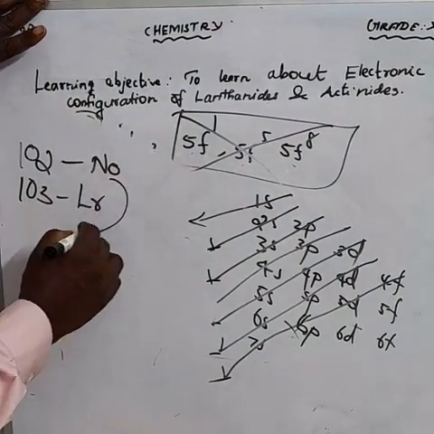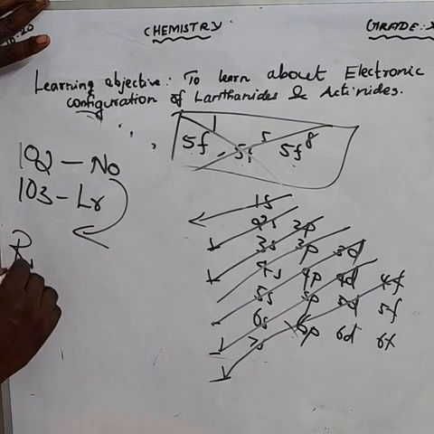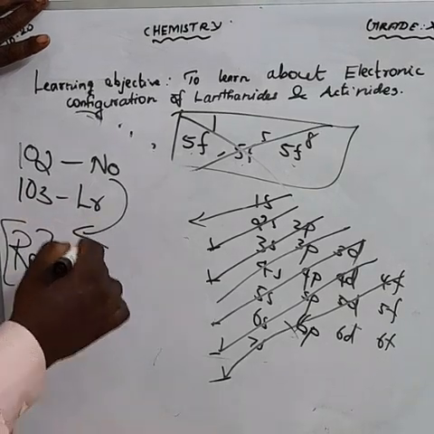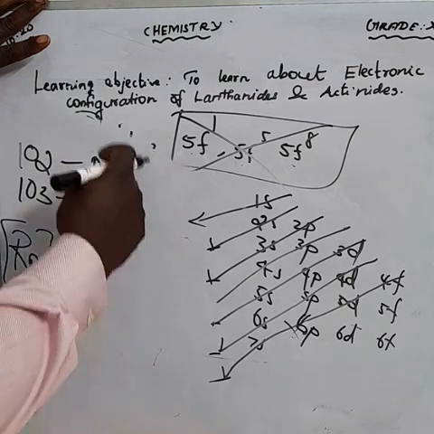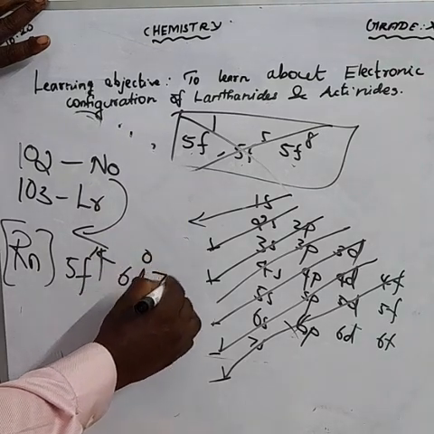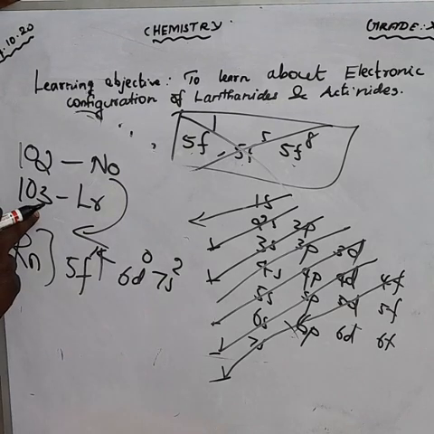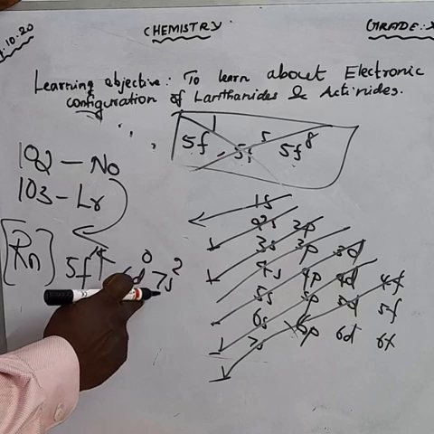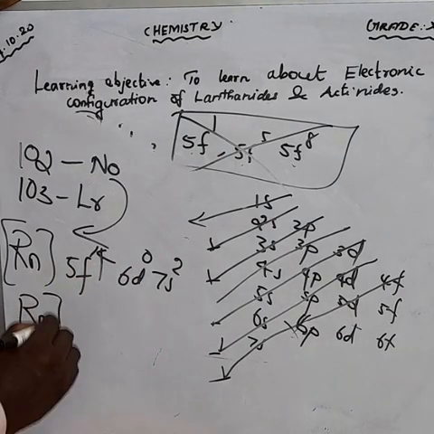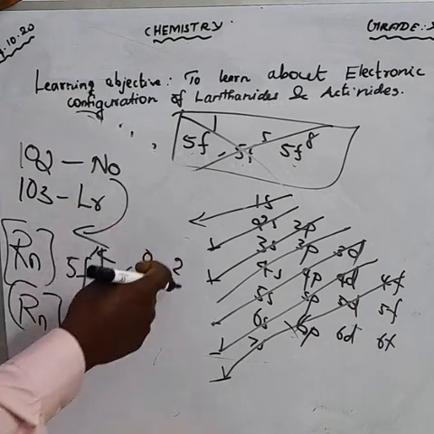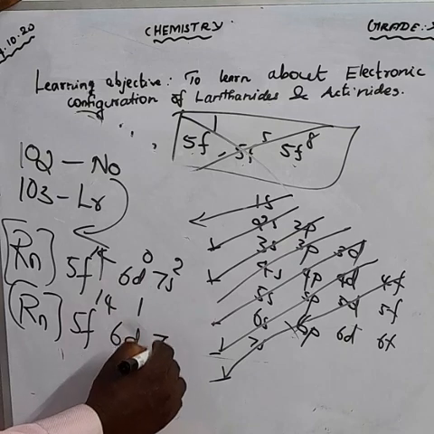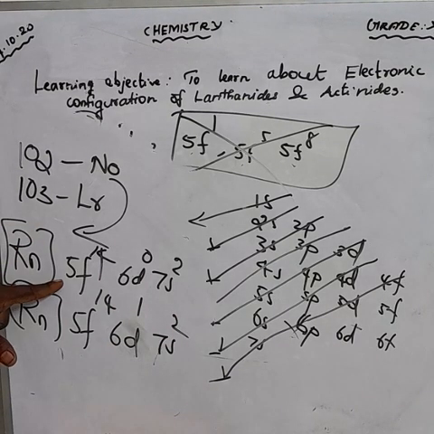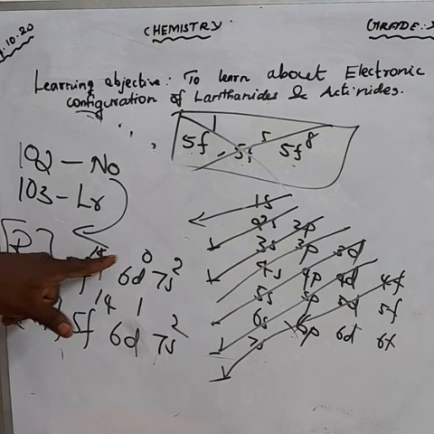Can you write the electronic configuration of No? How will you write it? Rn, that is 86 over. Next, 5f14, and for the d subshell 6d0, 7s2. And for Lawrencium, one electron goes to where? 6d1. So Rn 5f14, then 6d1, 7s2. That is 86 plus 10, 96, plus 4, 100, plus 2, 102.